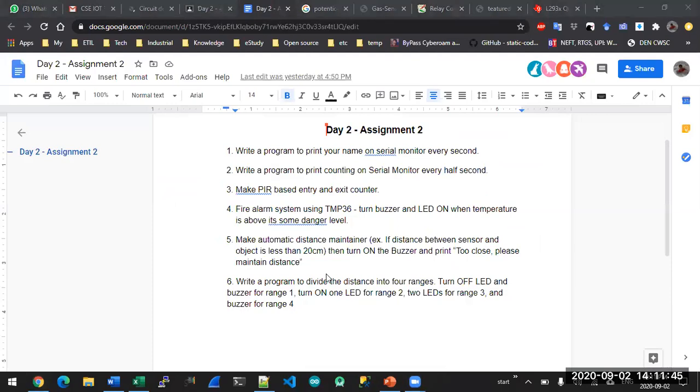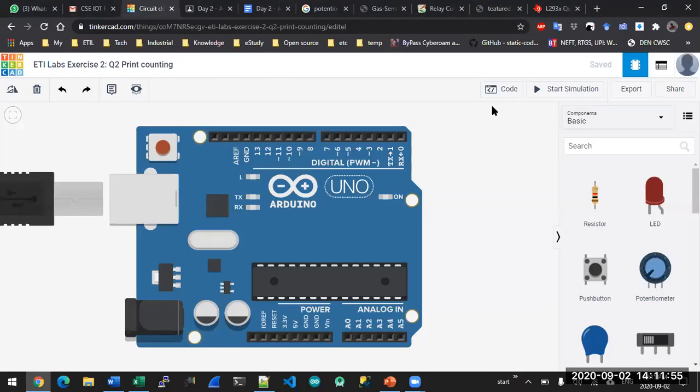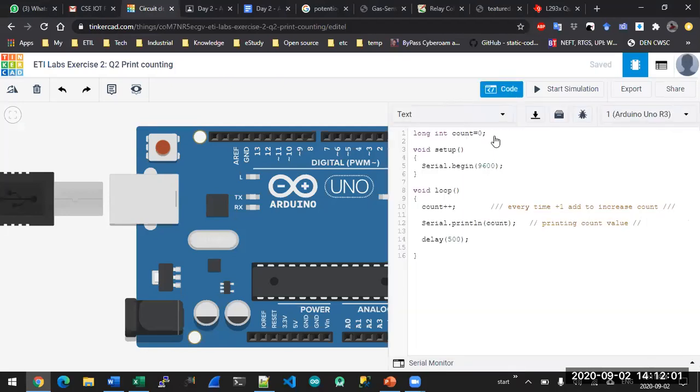The next program was: write a program to print counting on the serial monitor every half second. You just have to take a variable, increment it, and print it on the serial monitor every half second. You can see the code here. The variable is taken as long int, because if you take int, it will overflow after 16 bits. So we have taken a long variable, which is 32 bits.